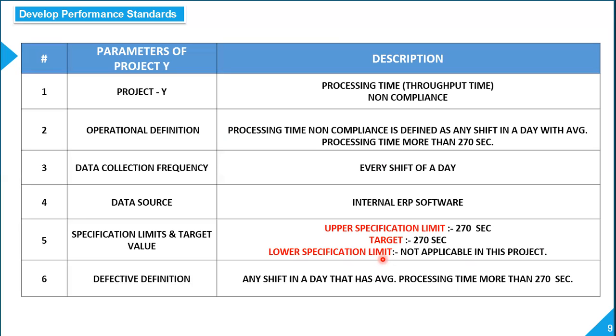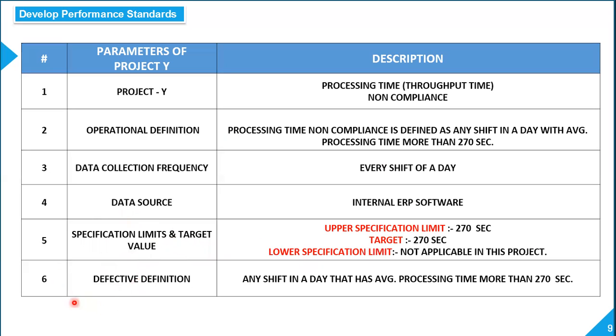But in projects like reducing percentage scrap, reducing the number of defectives, reducing processing time, or non-compliances, there we will have a target and an upper specification limit. Why? Because anything beyond the upper specification limit is not accepted, right? That becomes a defective. So this is about the specification limit and target value.